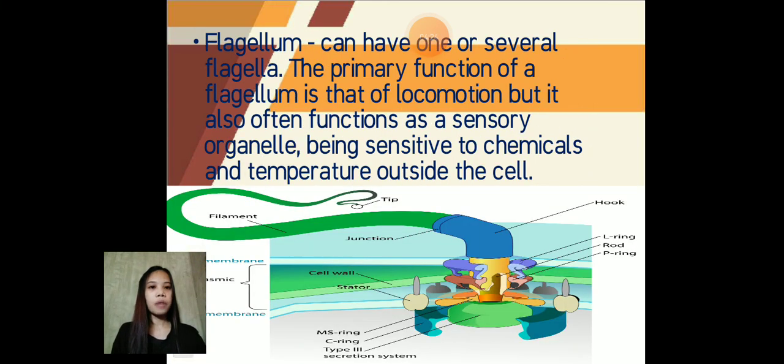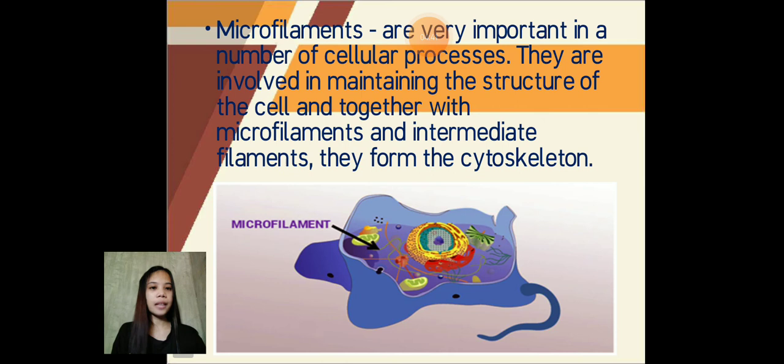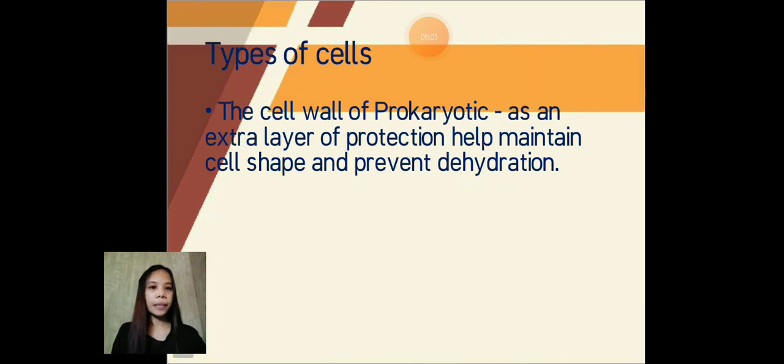Next is flagellum. A cell can have one or several flagella. The primary function of the flagellum is locomotion, but it also often functions as a sensory organelle, being sensitive to chemicals and temperature outside the cell. Next are microfilaments. Microfilaments are very important in a number of cellular processes. They are involved in maintaining the structure of the cell, and together with microtubules and intermediate filaments, they form the cytoskeleton.